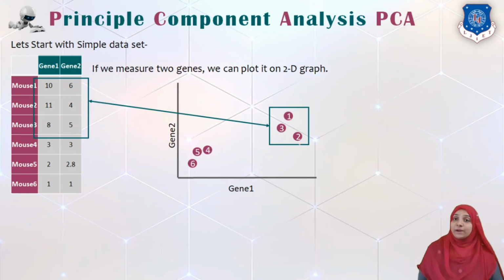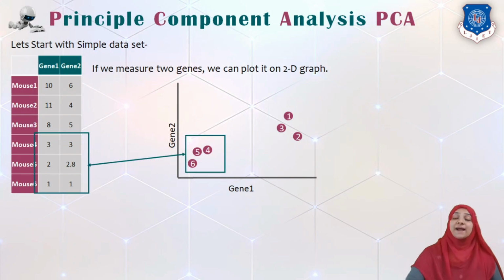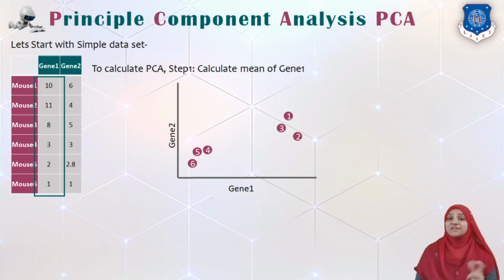Data points 1, 2 and 3 are grouped together and data points 4, 5 and 6 are again grouped together, that is, they are close to each other. In this case, as you can see, these elements are biased because samples 1, 2 and 3 are grouped together, biased towards the left, and samples 4, 5 and 6 are biased towards low gene 1 and gene 2 values. So this should not happen in the data.